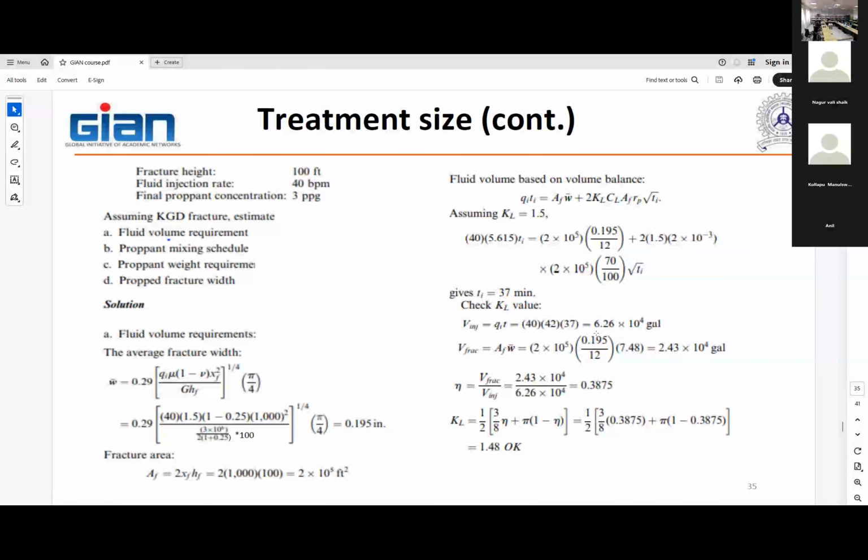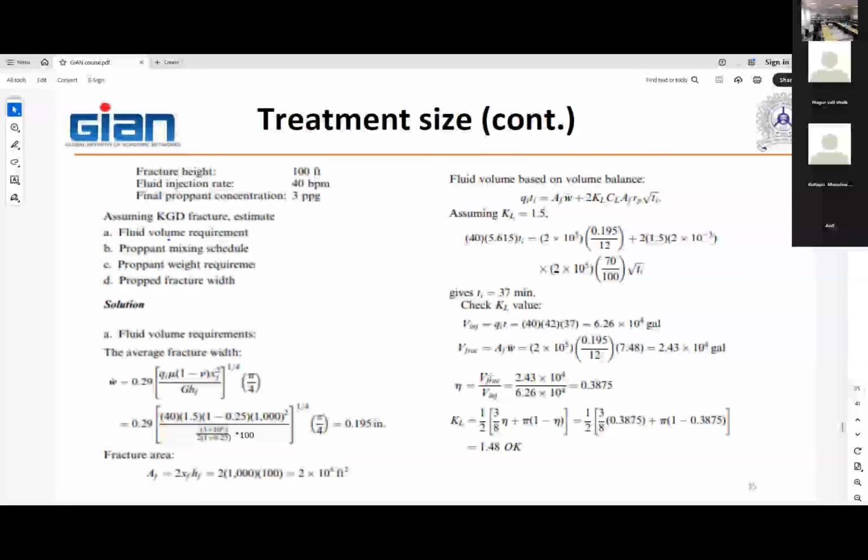And if you want to calculate feet cube to gallon, then you multiply with this number. So at the end, you will get V frac equal to 2.43 times 10 to the power 4 gallon. Okay, so this is the gallon volume of the fracture itself, not the total volume. Then I told you what is eta.